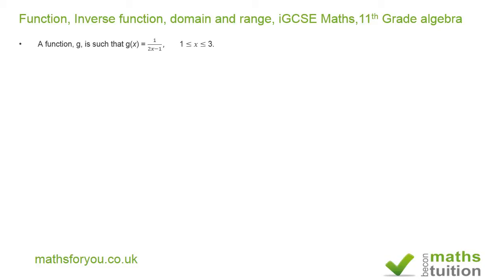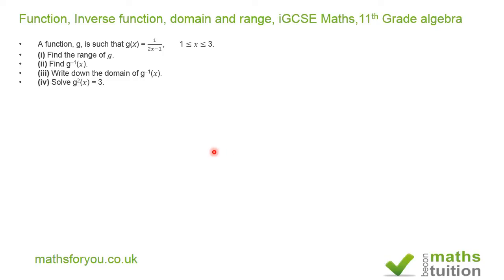equal to 1 over 2x minus 1, and we're given the domain of 1 and 3. Okay, and then for the first section, it says find the range of g. The second section says find the inverse of g, and then the third section says write down the domain of the inverse of g. And for the fourth section, it says solve the equation g squared x equal to 3.